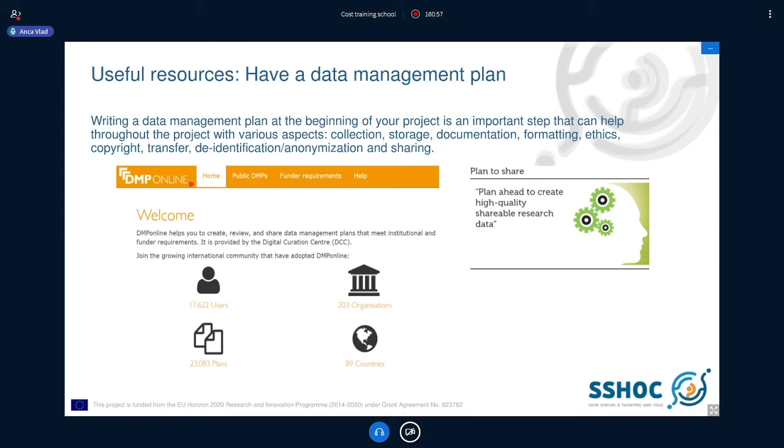very useful. They have examples. You can create a DMP, and then they would provide advice on that and how to improve it if you've missed any sections, for example. And they have quite a lot of examples as well that you can have a look at. Okay.